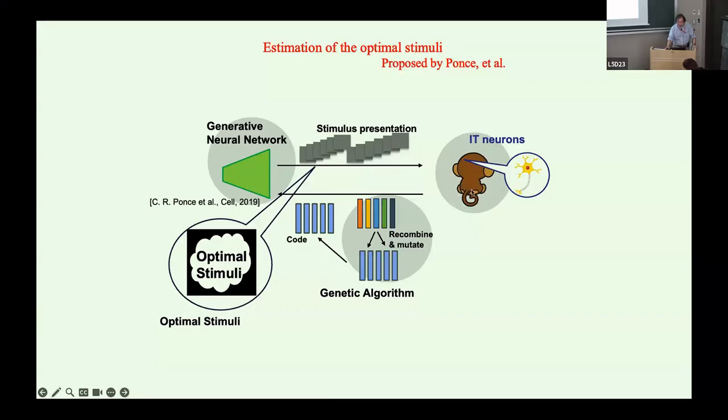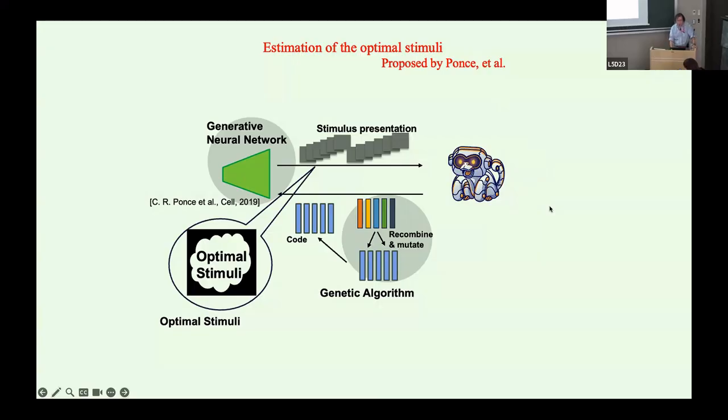To do that, they make a loop with a real neuron. So here's the loop. They make an optimal stimulus, show it to the monkey, and get the result. Then again, the network makes a slightly better stimulus. In that way, they get the optimal stimuli. We wanted to use their method, but this method needs a lot of effort and time. So we replaced the real neuron with a model.